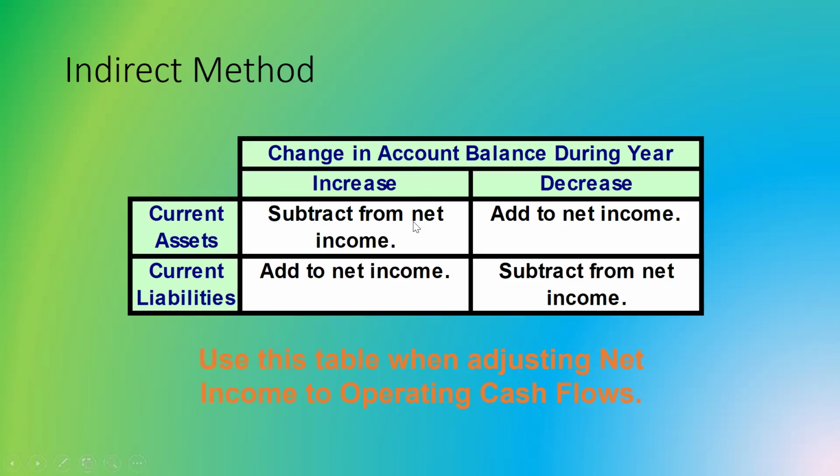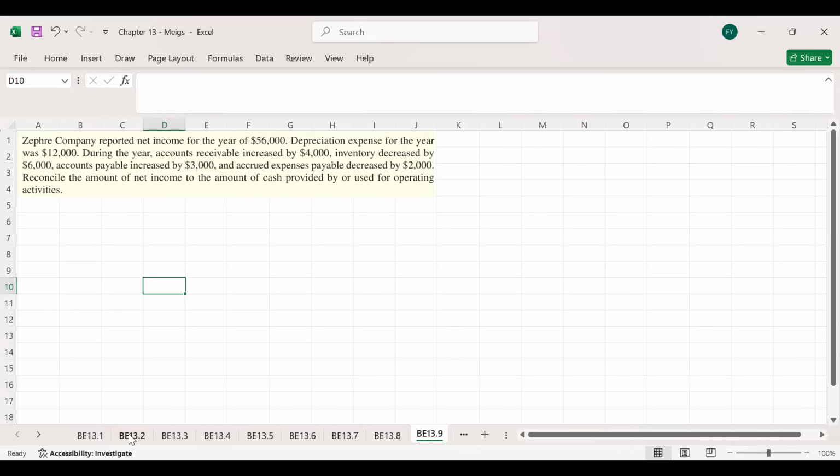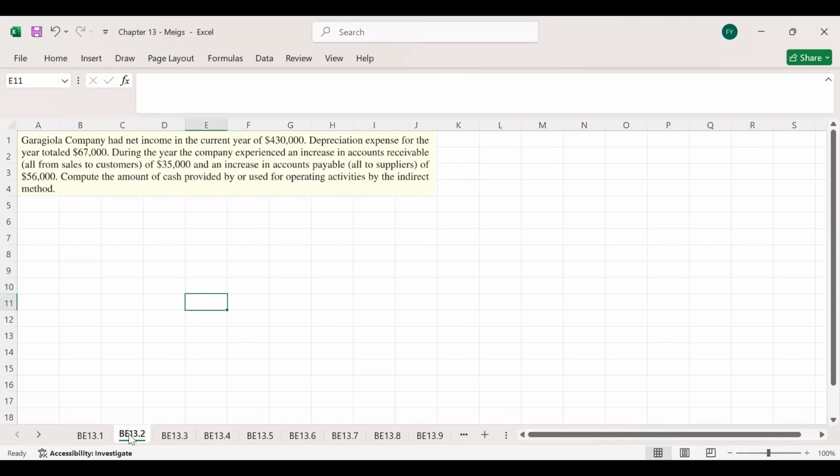So here is the summary of changes in working capital, increases and decreases in current assets and current liabilities. We are going to do some practice from Financial and Managerial Accounting by Meigs, also commonly known as Williams, Haka, Bettner, and we are covering chapter 13. We have brief exercise 13.2 in front of you. So let's begin.